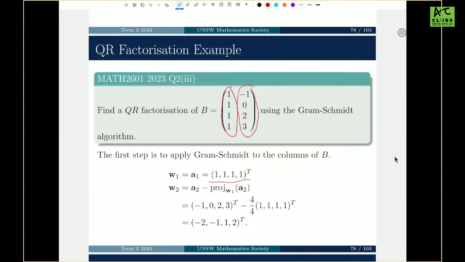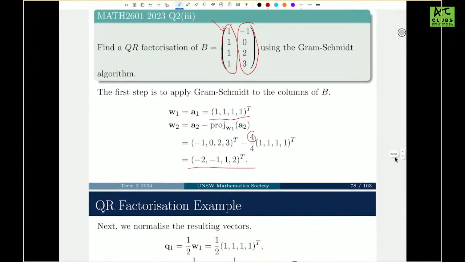So the dot product will give us this, divided by the magnitude of W1, so it'll just be the magnitude of this thing. Magnitude squared, I should say. Yeah, or the squared norm, whatever term you want to use. So yeah, it'll give us 4 over 4, and then we subtract the vectors, and we get this. Okay, so we have our orthogonal basis right here.